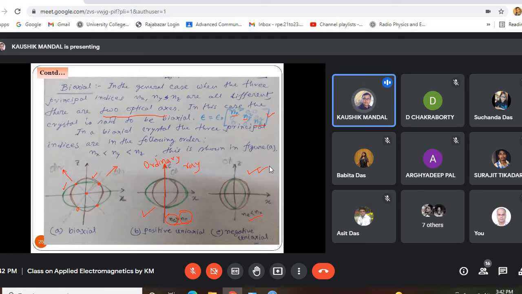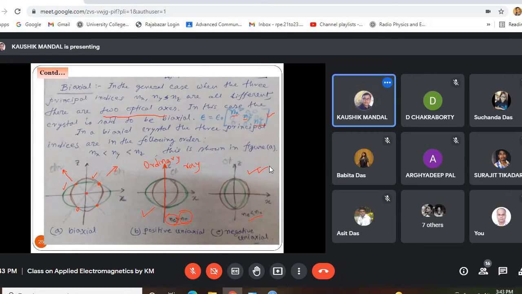Why will it be called the ordinary ray? Because, as we have already discussed, if any light passes along the optical axis, what will be its phase velocity? It will exhibit a single phase velocity. That is the normal case. That's why this kind of light or wave propagating along the optical axis will exhibit the single phase velocity.